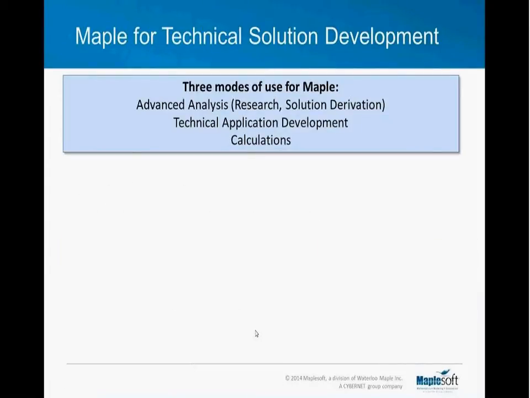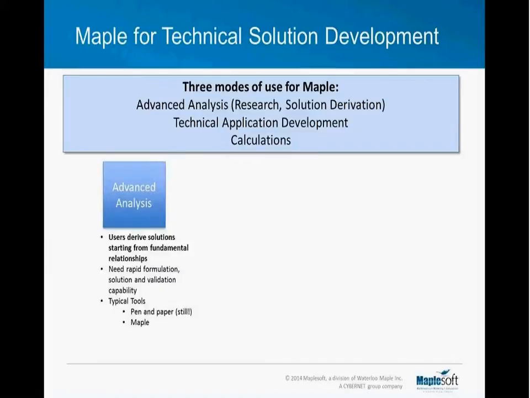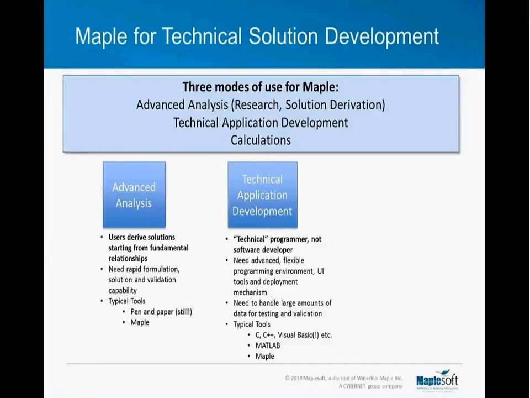So if we take a look at how Maple is being used, or in fact the whole process for developing technical solutions, there are basically three modes of operation, or three areas where Maple is particularly useful. The first is in advanced analysis, taking first principles, the basic and fundamental relationships, and combining them in some way using our symbolic tools to rapidly arrive at a solution that can then be used to develop some kind of application for deploying or making that solution available.